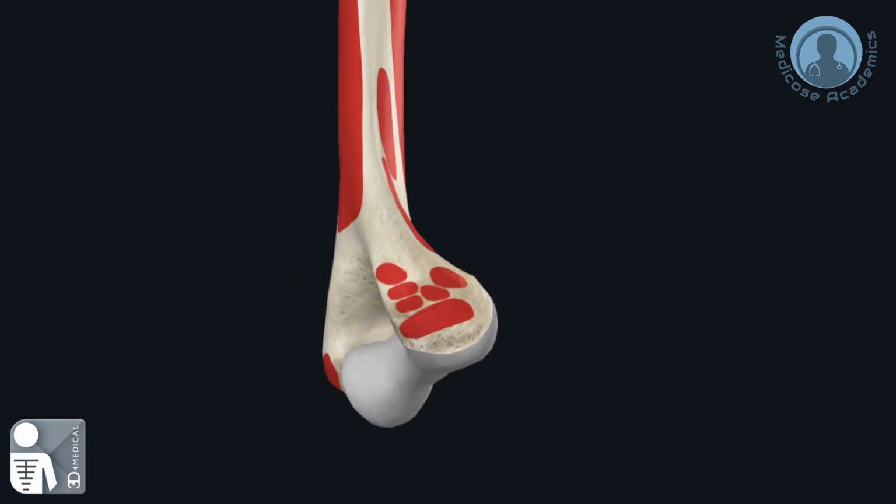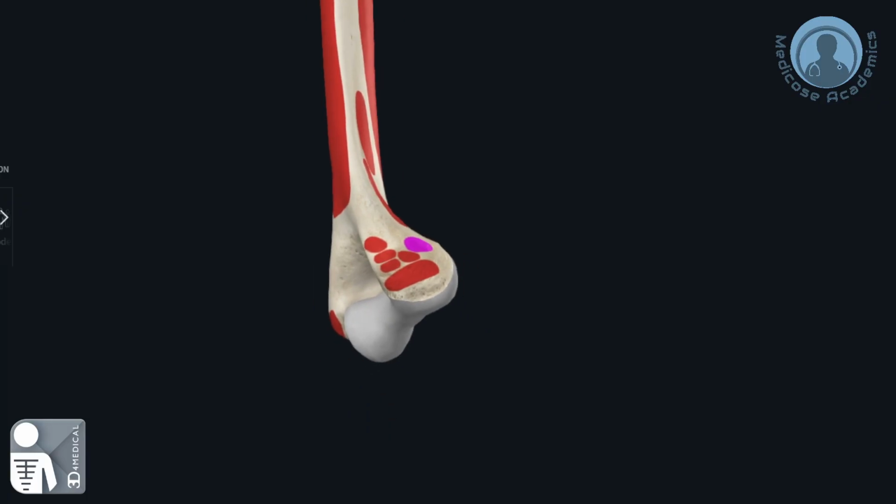And here there are a number of muscles, and again you don't have to memorize the names. This one, extensor carpi ulnaris, extensor digiti minimi, supinator, extensor digitorum, and extensor carpi radialis brevis. All of these muscles together are called the common extensor origin.